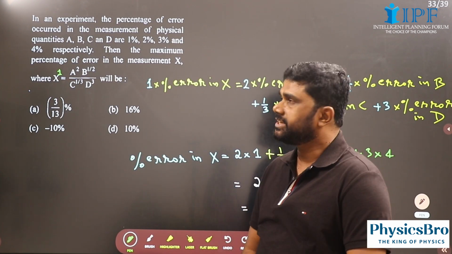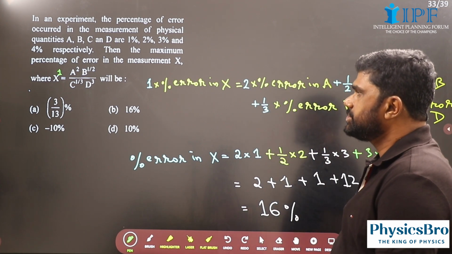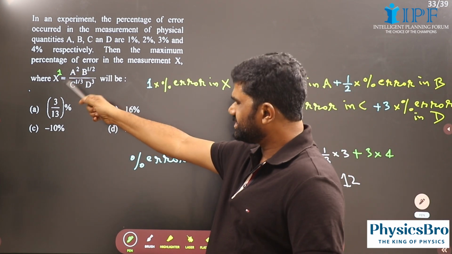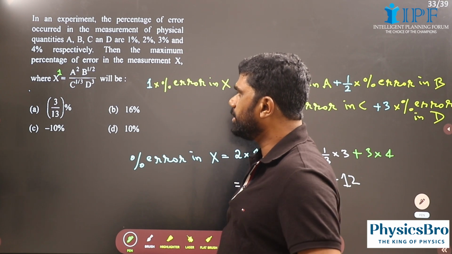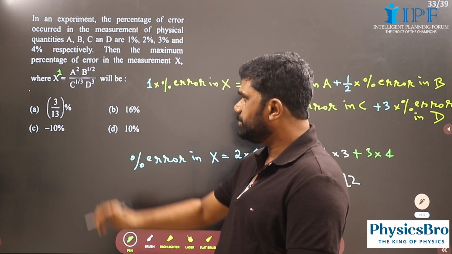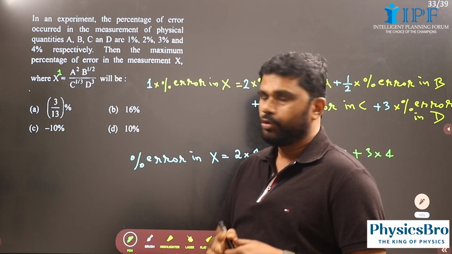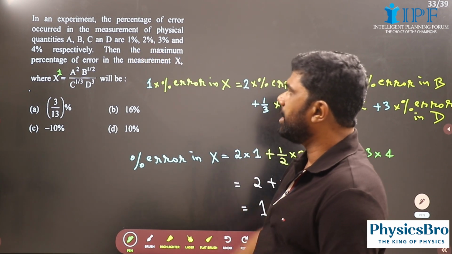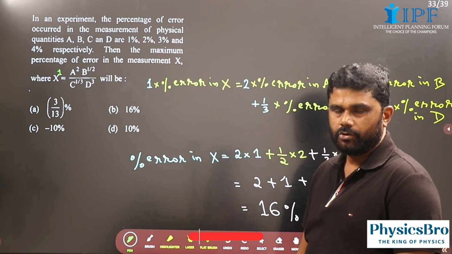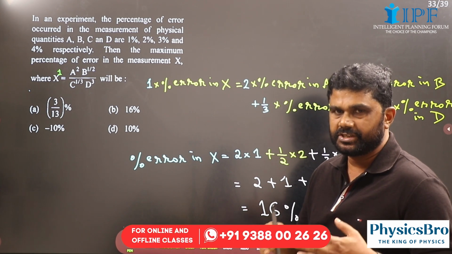Now see, we have another example from errors. See, x is given as a square b raised to half divided by c raised to 1 by 3 d raised to 3. x means it is x raised to 1. Okay, and the percentage errors in the measurement of A, B, C, D are 1, 2, 3 and 4 respectively. Okay, see, it is very simple, very straight.